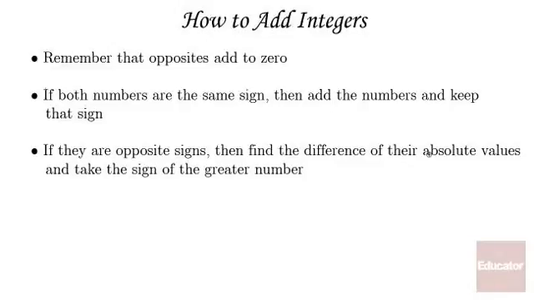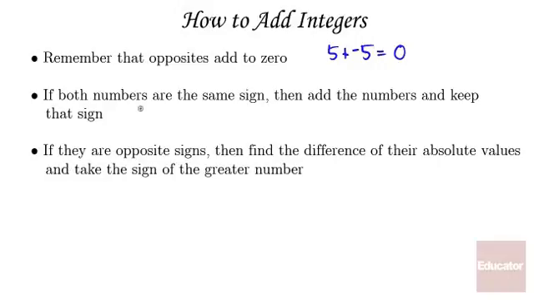Now, another way to add integers without using the number line, first, let's remember that opposites add to 0. So if I have +5 and I have a -5, then they're going to become 0. So a 5 plus a -5 equals 0. So 5 and -5 are opposites. As long as they're opposites, if I add opposites together, then my answer becomes 0.